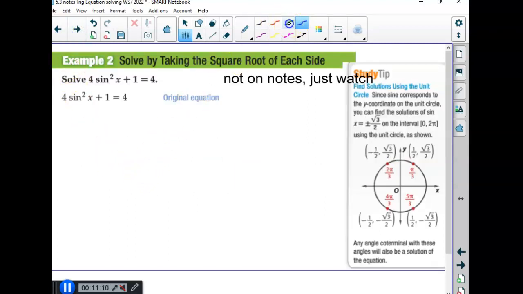You don't have this one, but this is a case of where you would square root. Okay, it says 4 sine squared x plus 1 equals 4. If I subtract 1 from both sides, it would say equals 3. What would I want to do next? If I had to solve that, the sine of x is what we're trying to get by itself.